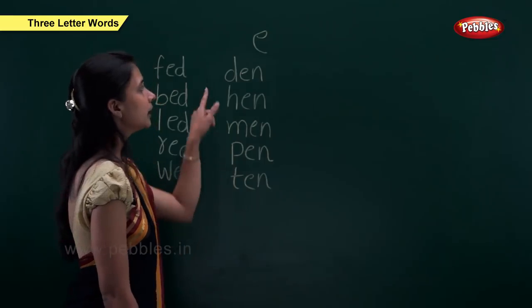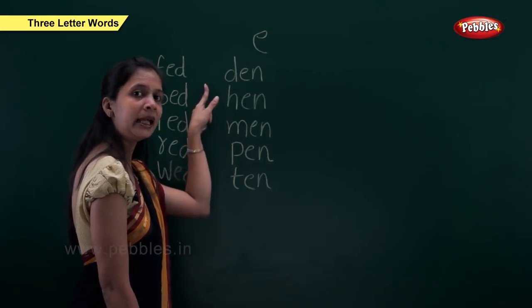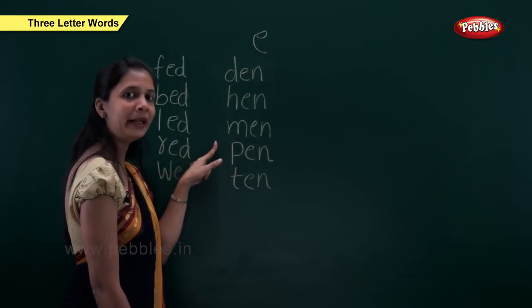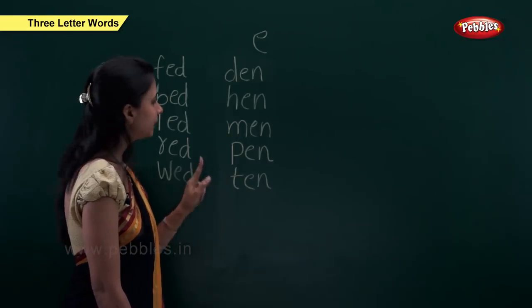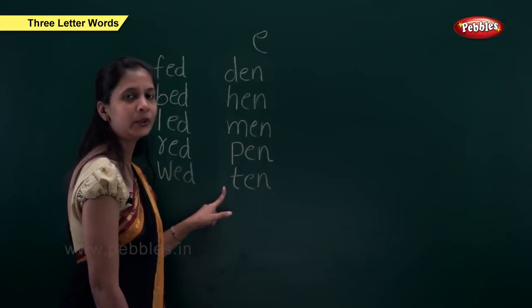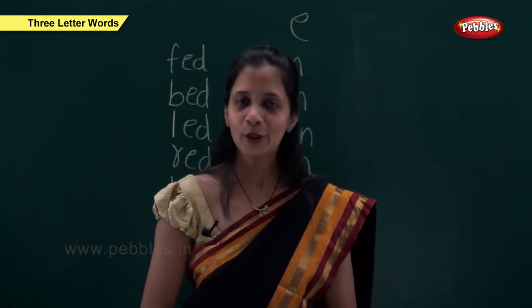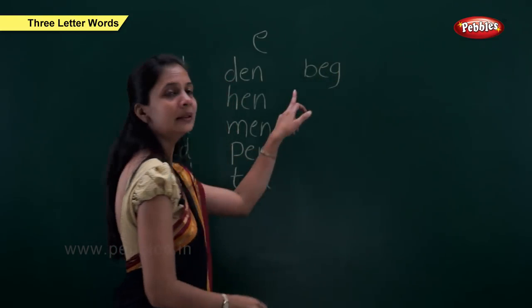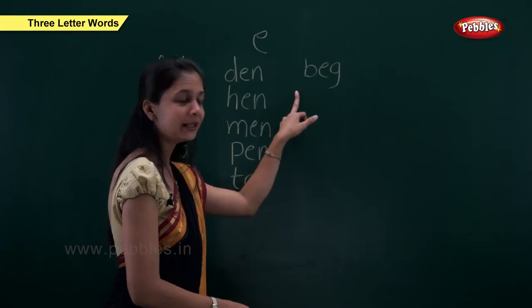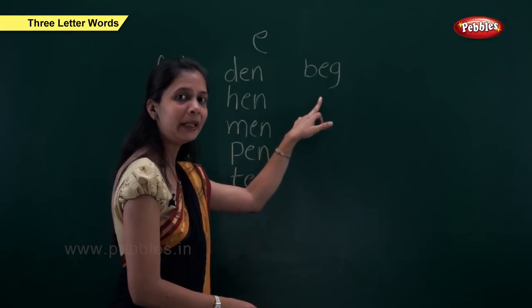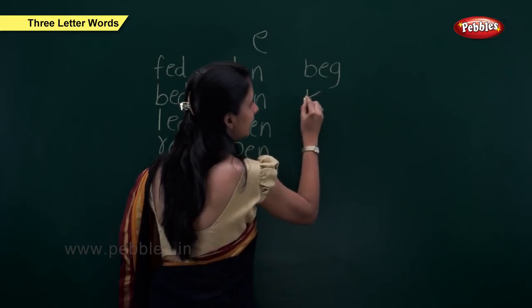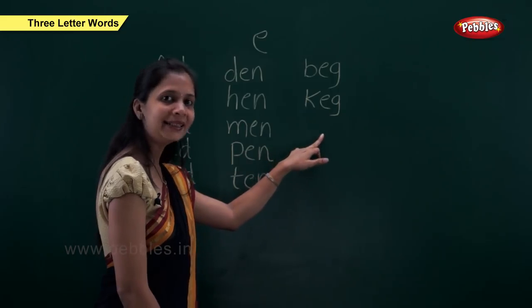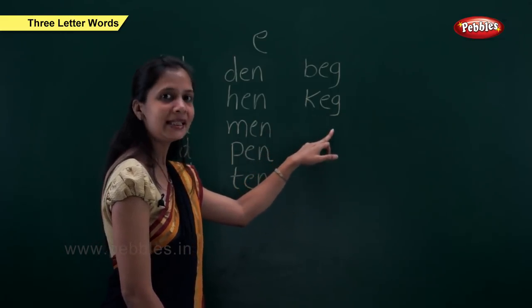Now we repeat all: den, hen, men, pen, and ten. Now learn a few more words. B-E-G, beg. The next is K-E-G, keg.